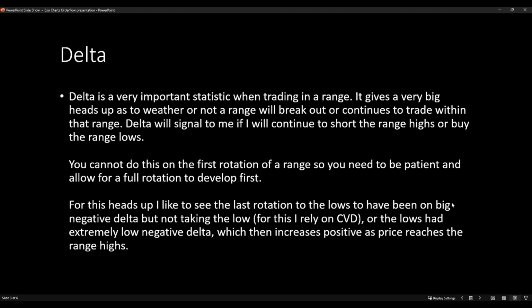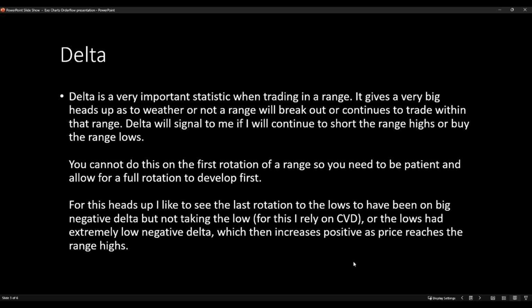Delta is a very important statistic when you're trading in a range. It gives a very big heads up as to whether or not a range will break out or if that range will continue to trade within the value area high and value area low. Everybody in the group, from what I've seen, refers to it as a zone. So in this case, delta will give you a heads up as to whether or not that zone will break or if price will continue to trade within that zone.